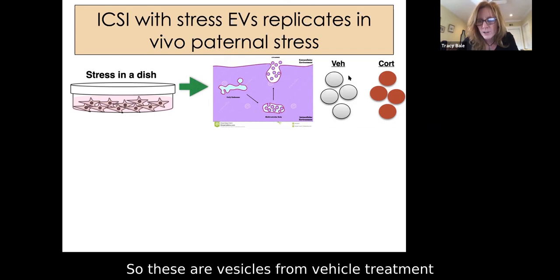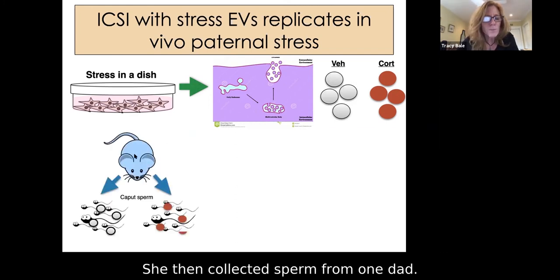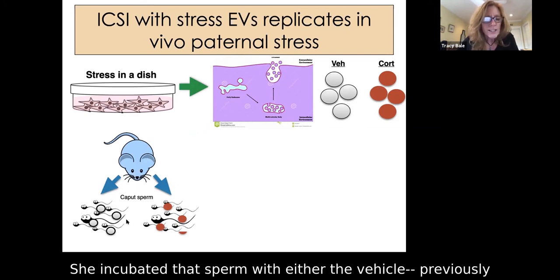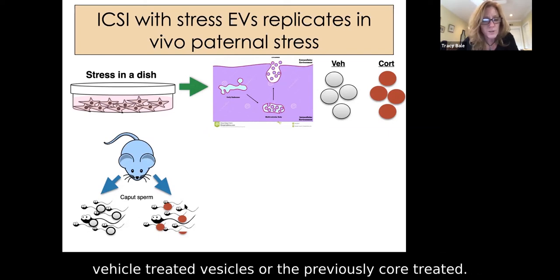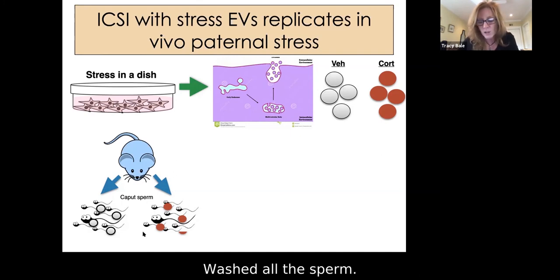So these are vesicles from vehicle treatment versus cort treatment. She then collected sperm from one dad. So the dad himself is a control mouse. She took the dad's sperm and divided it into 2 pools. She incubated that sperm with either the previously vehicle treated vesicles or the previously cort treated. So this is the only difference now is the vesicles, then washed all of the sperm.